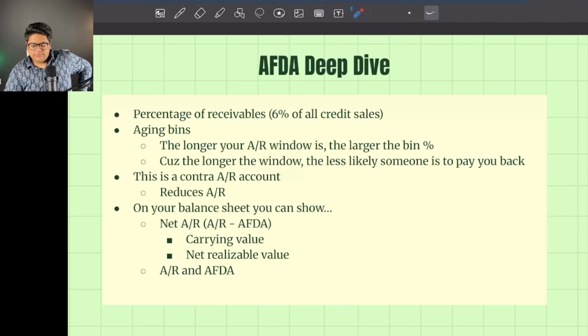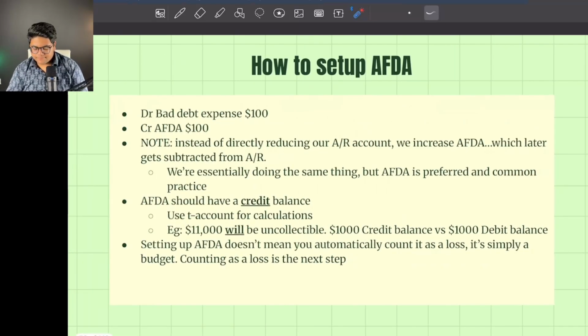Also, you can just straight up show your accounts receivable and AFTA. That way, whoever is looking at the financial statements will just have to subtract this amount either way. Essentially, it's the same thing. It just depends on your preference and the preference of the financial statements user.